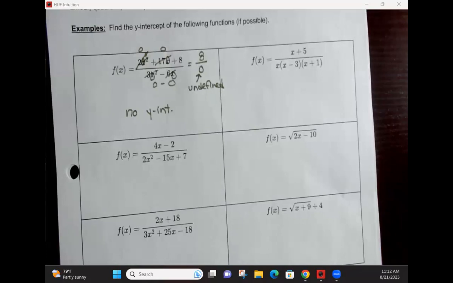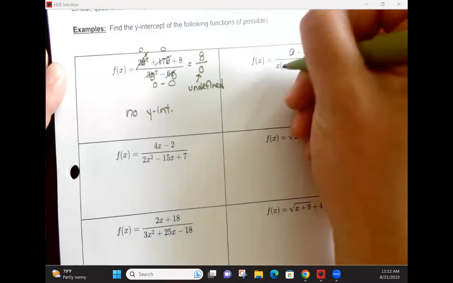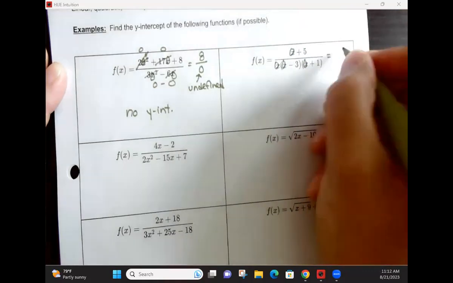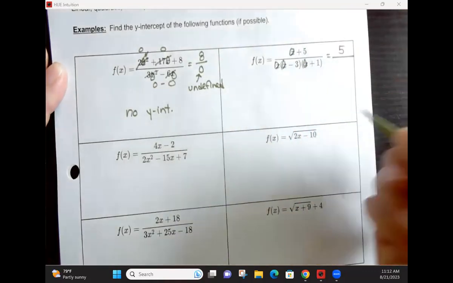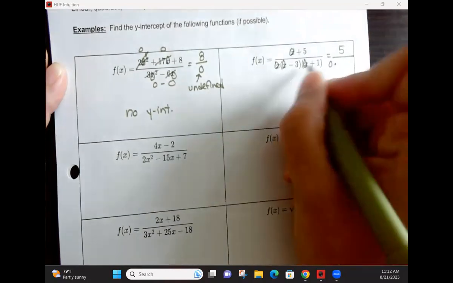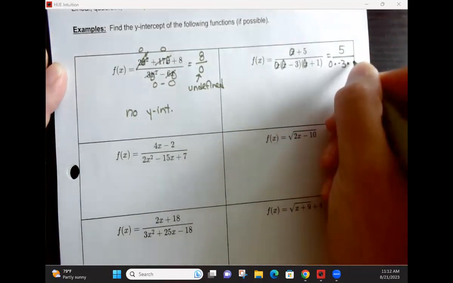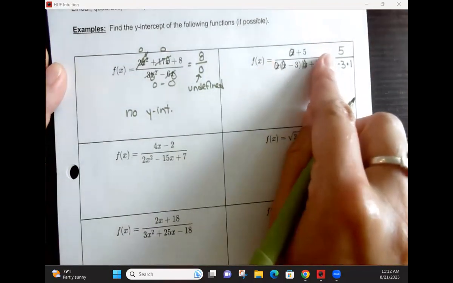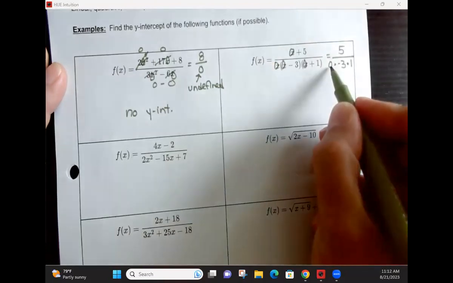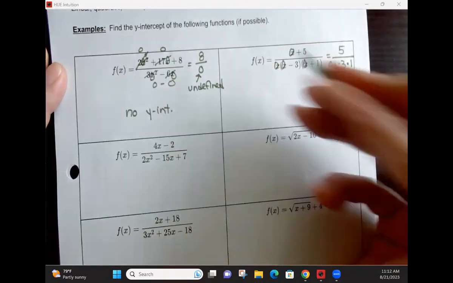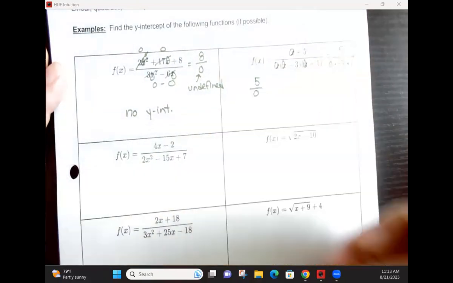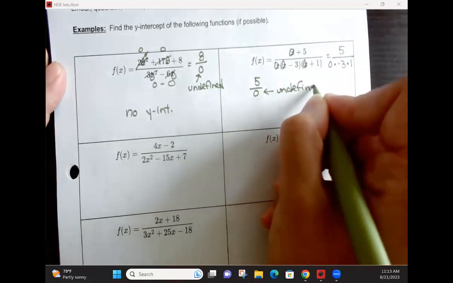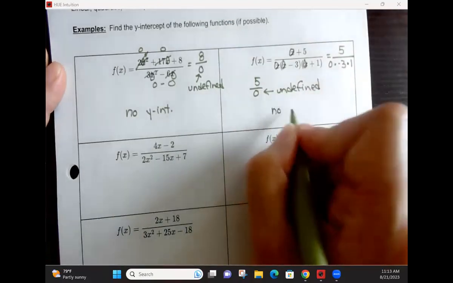Let's take a look at our next example. Same idea. I'm going to replace all my variables with 0. So on top, we would get 5. On bottom, we've got 0 times -3 times 1. If I didn't have that x in front, we'd be okay. We could find a y-intercept. But since I do, on the bottom, I've got 0 times -3 times 1. That would be 5 over 0, which is, again, undefined. So we have no y-intercept.